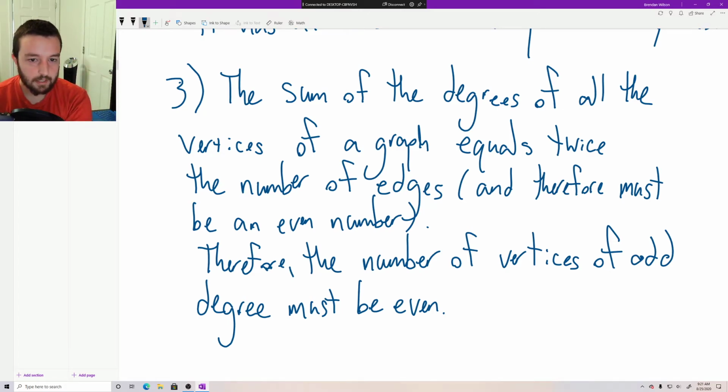Let's think about what this is saying. The sum of the degrees of all the vertices of a graph equals twice the number of edges. Okay. Therefore, it must be an even number. Why is that the case? We'll think about that. Therefore, the number of vertices of odd degree must be even. Okay.